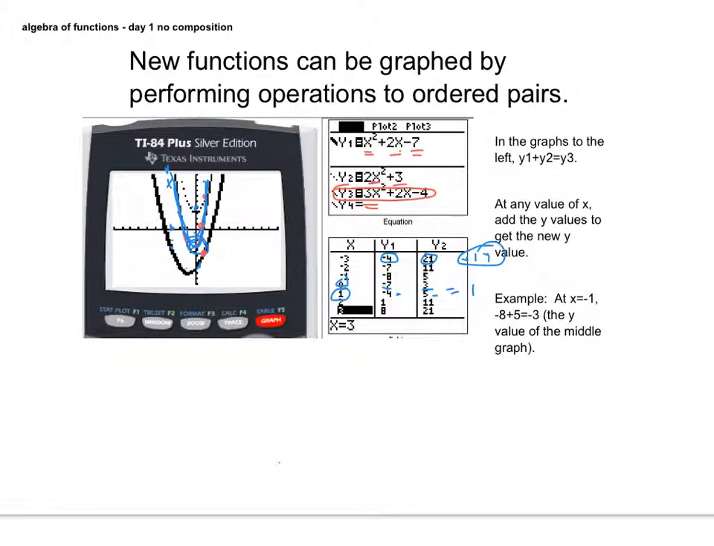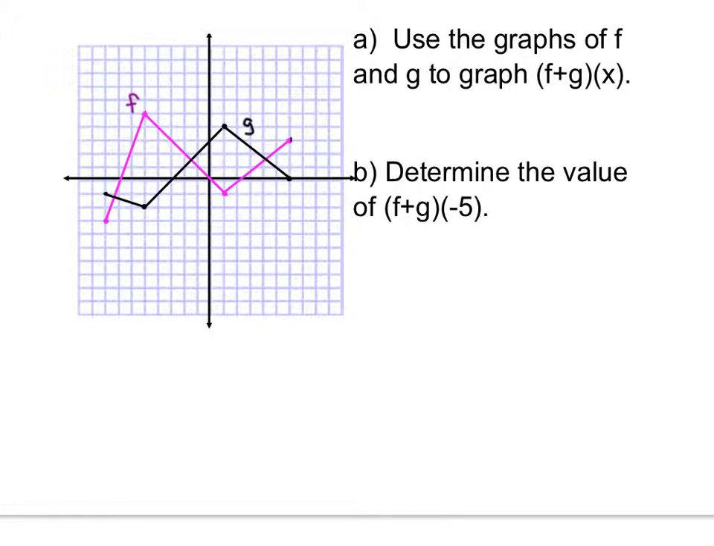Now I'm going to emphasize that now, and then in just a second I'm going to show you an example where we're looking at two generic graphs. So in this situation I'm taking functions f and g, which I don't know the equations of. There's some kind of piecewise function made up of like 3 lines each. So if I want to use the graphs to add f plus g of x, I'm literally going to take the y value at a certain x and add the y value at the same x for the new function.